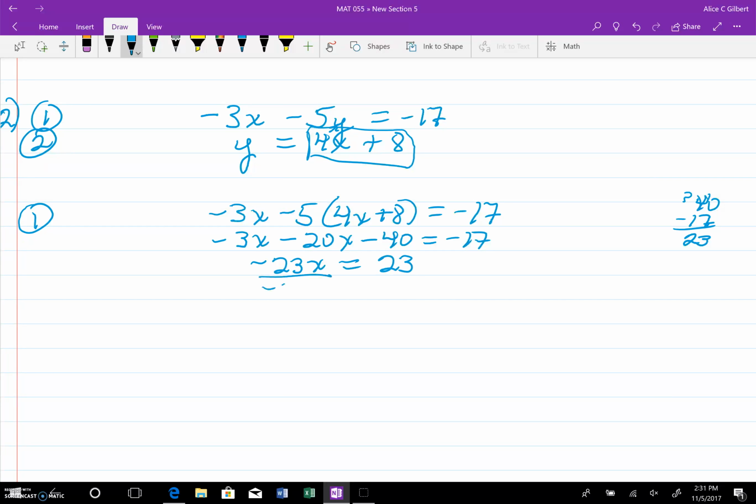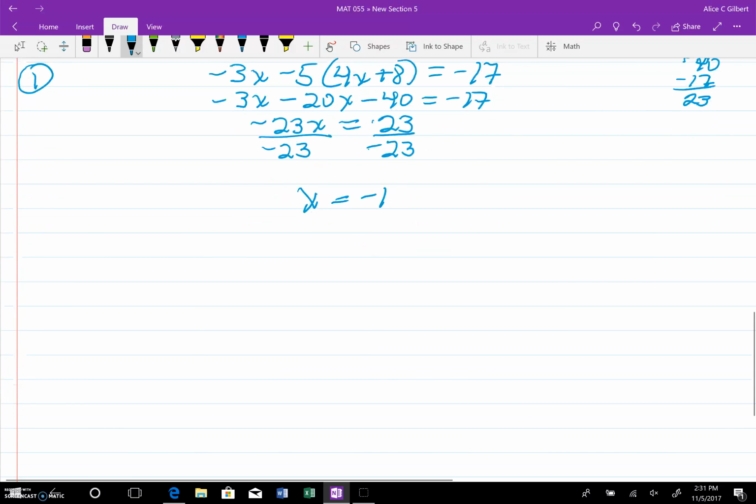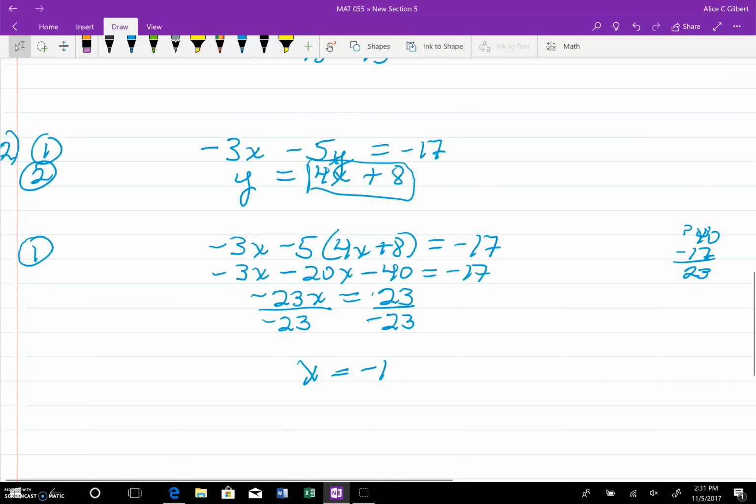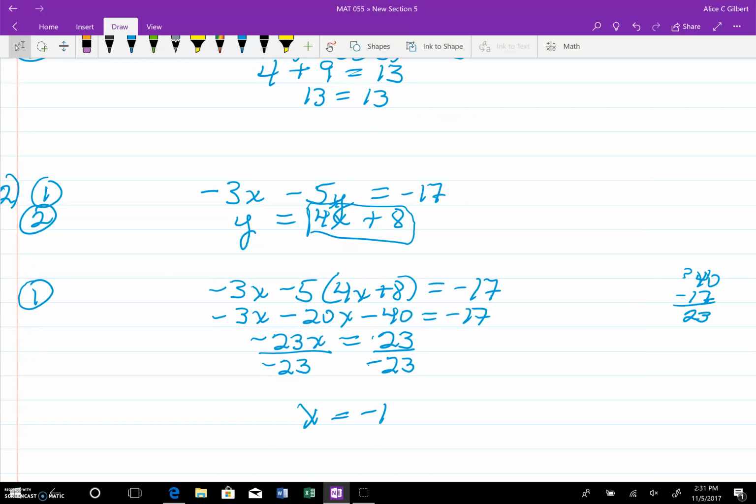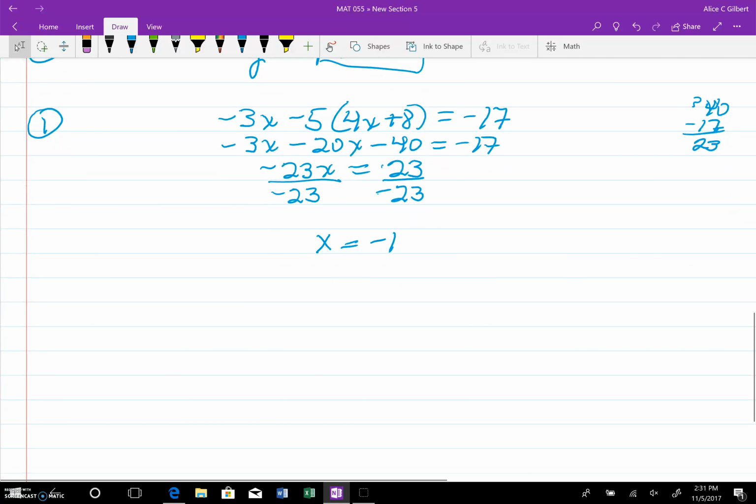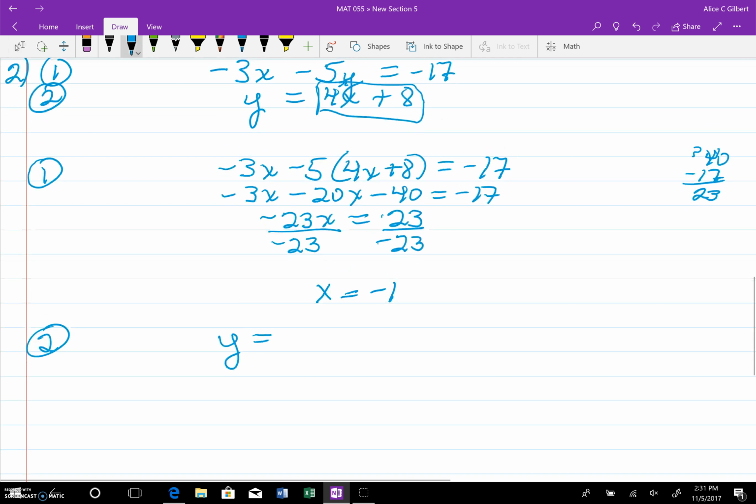And so then I divide by -23, -23, and I get x equals -1. Positive divided by negative is a negative, and 23 divided by 23. Now I'm going to put it back into equation number 1 or equation number 2. I think I'm going to put this one back into equation number 2. I could do either one, doesn't matter. So I get y equals, what is it?